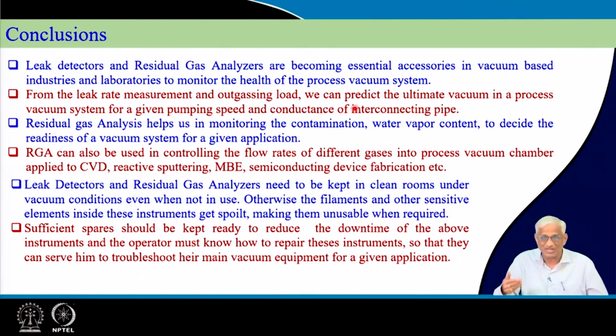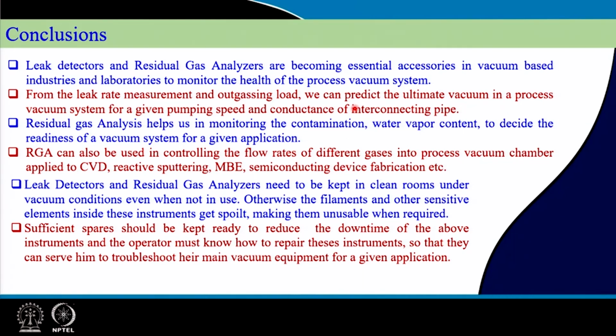Quality control can be done, and in leak detectors, filaments have to be replaced now and then. So, the engineer should keep sufficient spares of these things, and he should know how to troubleshoot the leak detector, so that the leak detector will troubleshoot his vacuum systems, so that his boss is happy and he will get promotions. That way leak detector and RGA are most essential equipment in sophisticated vacuum process industries.